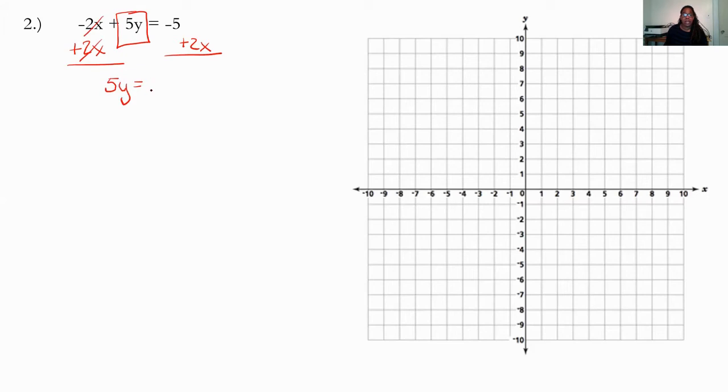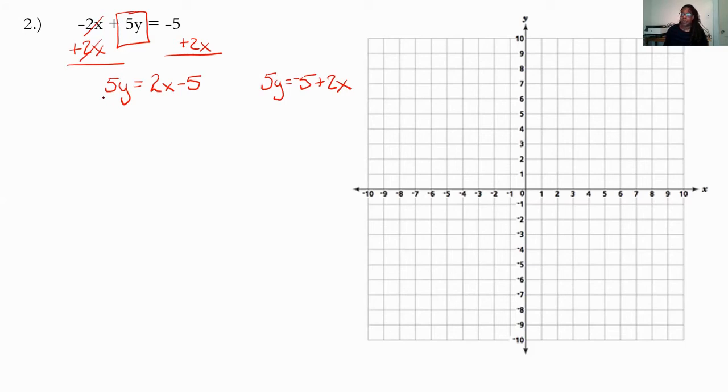So if you want to write 2x minus 5, so we can keep it in that slope intercept form, you can. But if you want to write 5y is equal to -5 plus 2x, that's perfectly fine too. As long as you know what's adjacent to your x, that's going to be your slope. The one that doesn't have an x, that will be your y-intercept.